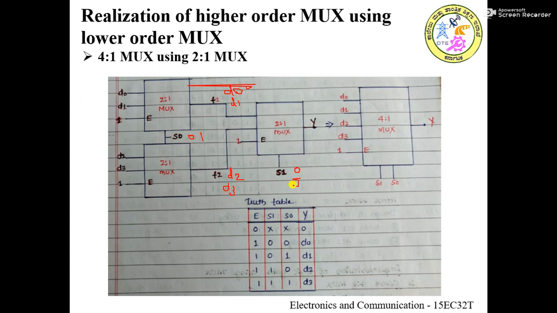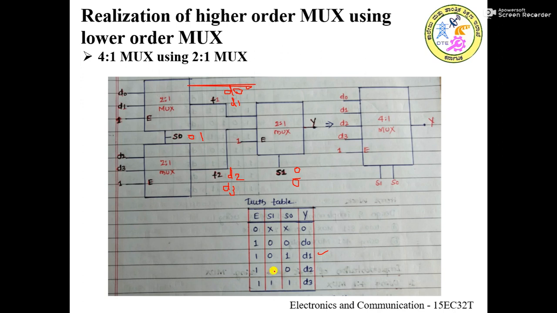Again with select line 0, the first F1 input is selected, means D0 will be routed to the output line Y. So the second combination is correct.